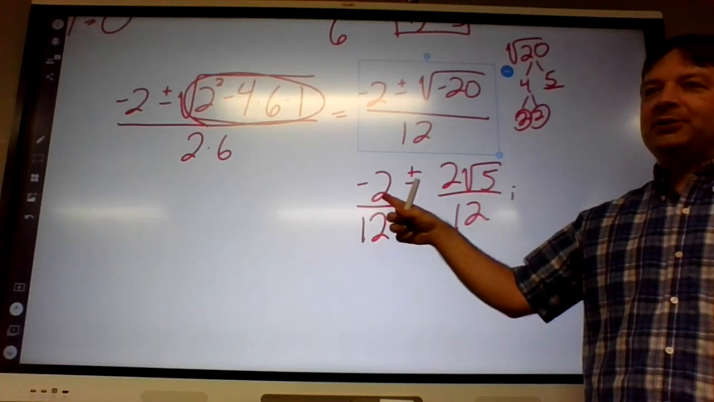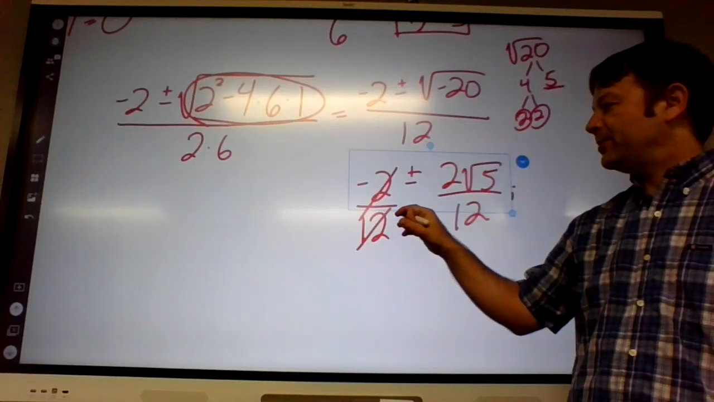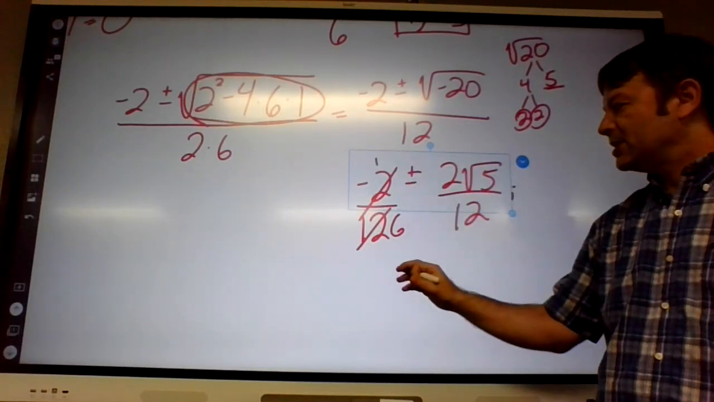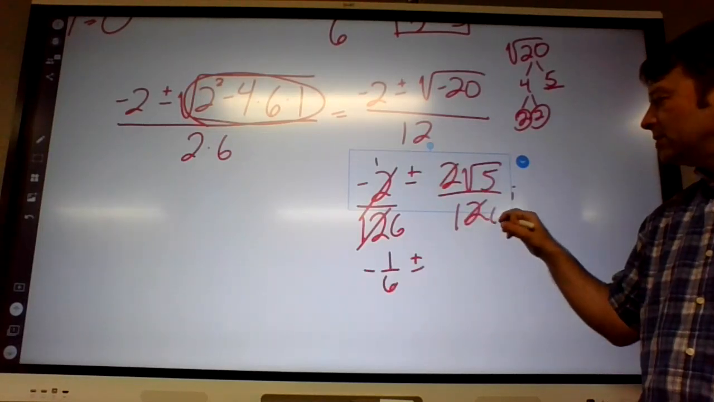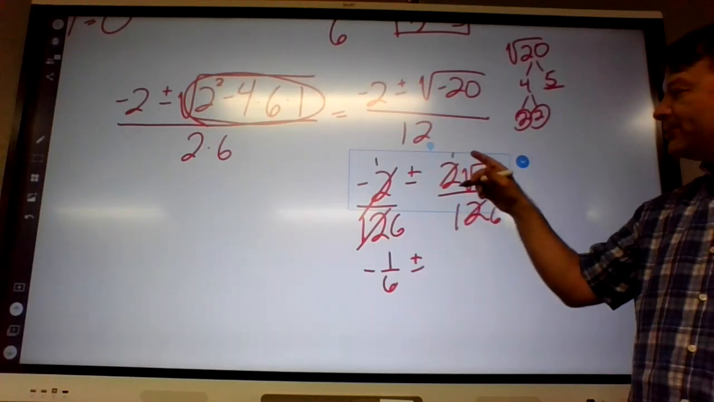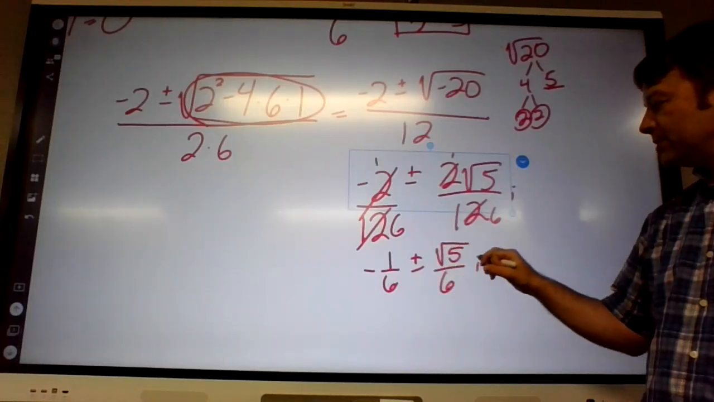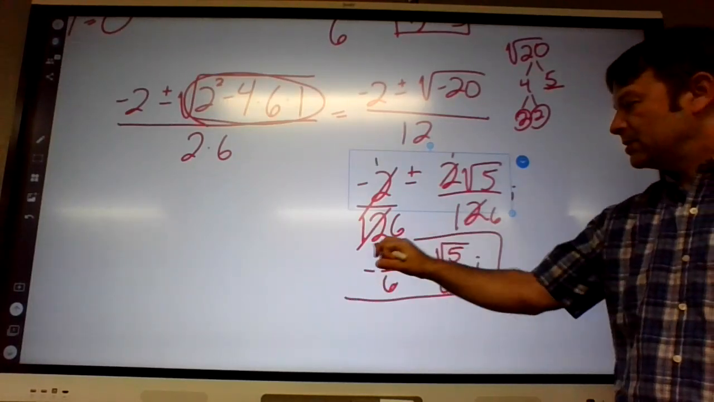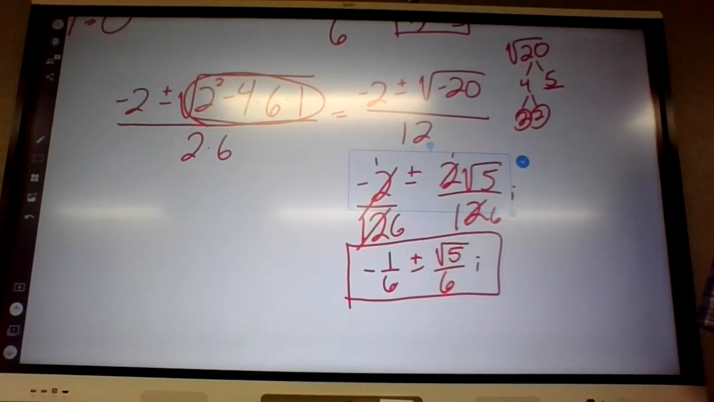Okay, yeah, should these reduce? Yes. 2 and 12 divided by 2 is 1 and 6. So it's -1/6. Okay, 1 times square root of 5 is just square root of 5. So this one is that. You're right. Good job. Thank you.